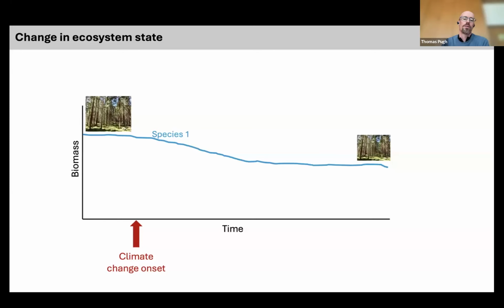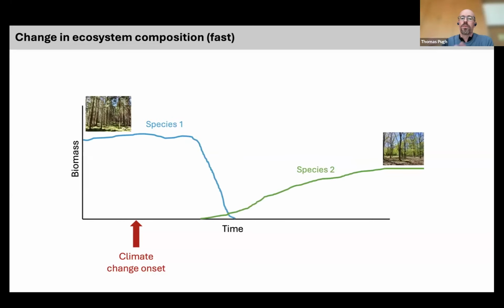But somehow, climate change, maybe if we're really lucky, stabilizes out, and also in this case, the biomass of this plantation is stabilizing out. So they've changed their state. They've got less biomass, but it's the same basic ecosystem there. But of course, we could have a transition to another ecosystem, right?